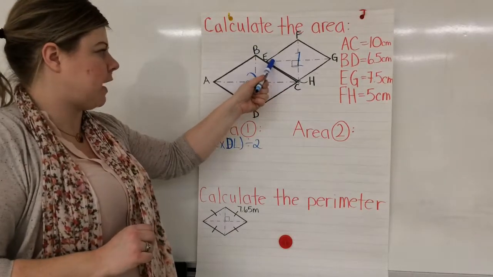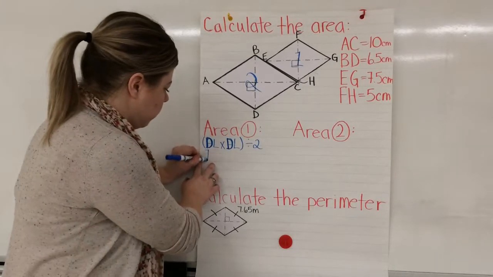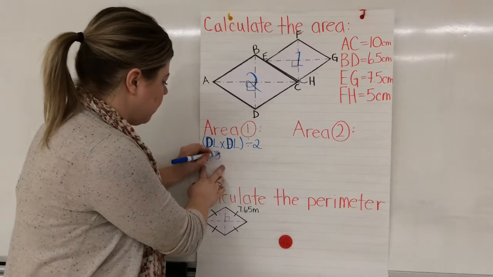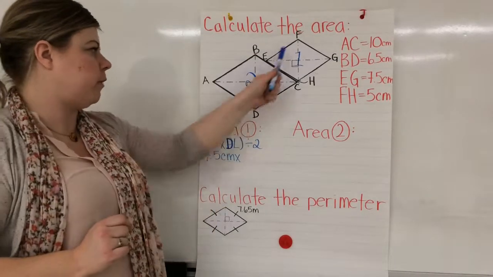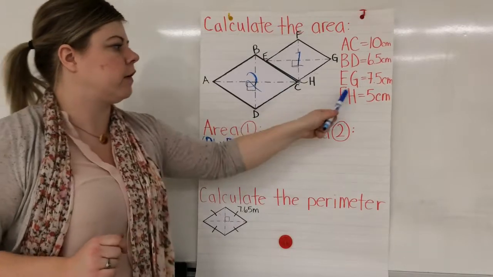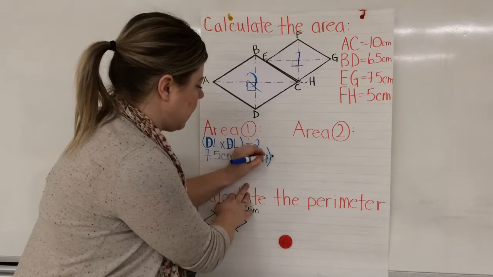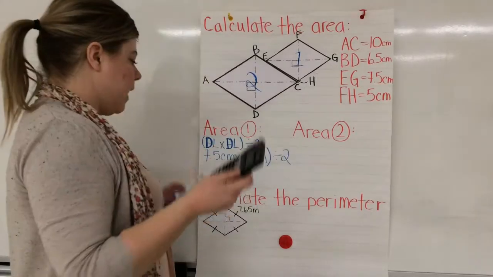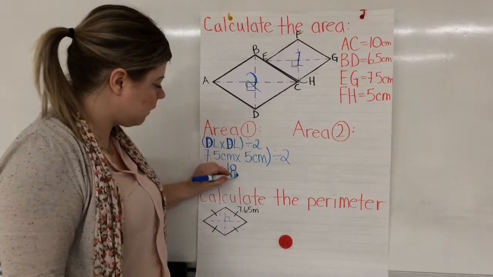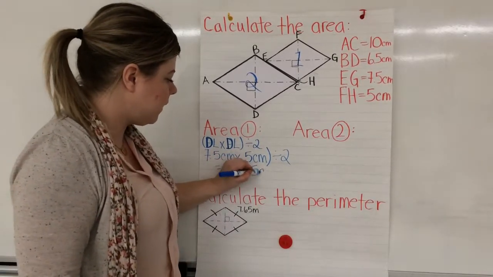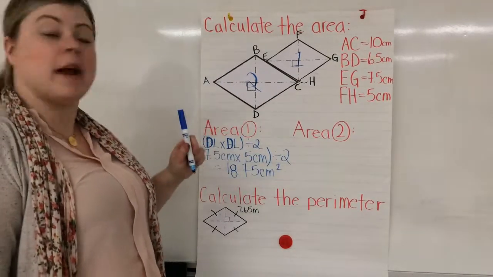So I know that my first diagonal length, E to G, is going to be equal to 7.5 centimeters. So I'm going to write right there 7.5 centimeters. And now I'm going to multiply that by my second length, which is F to H, and that is 5 centimeters. And I'm going to divide that total by 2, and my answer ends up being 18.75 centimeters squared.